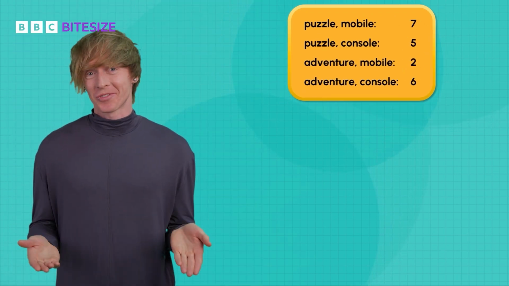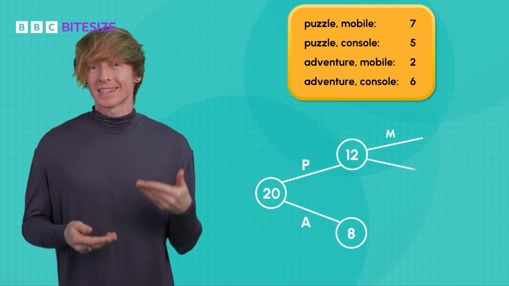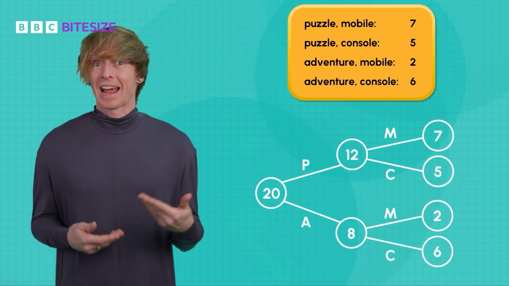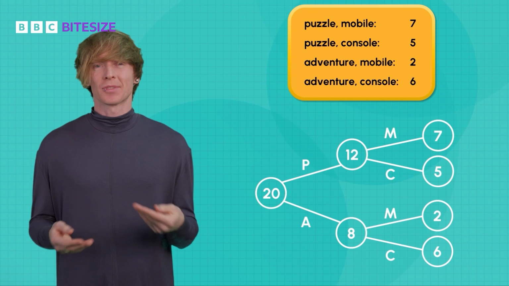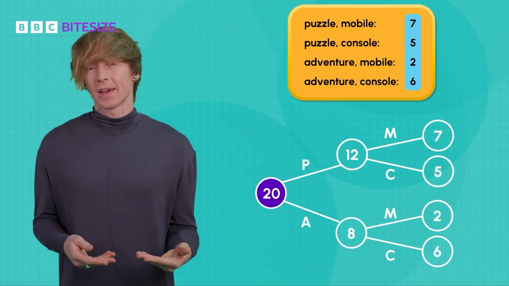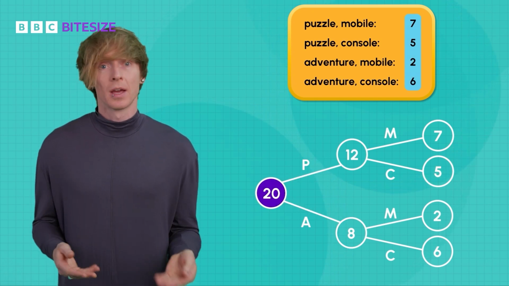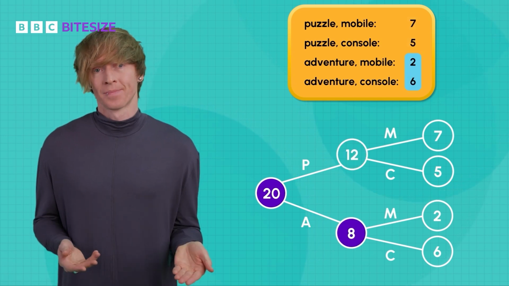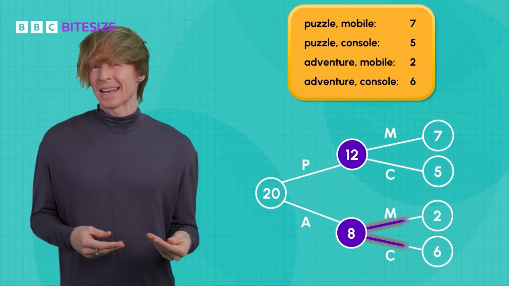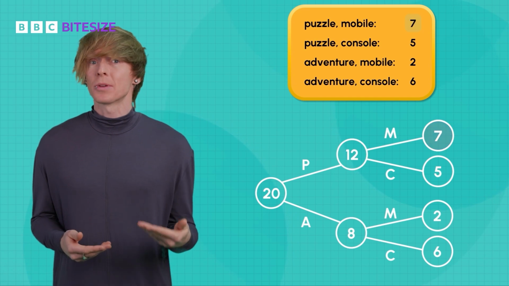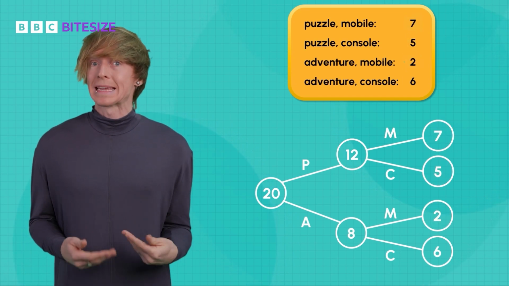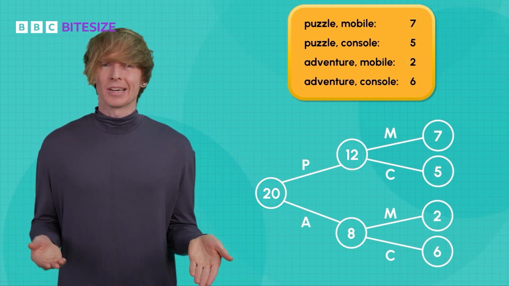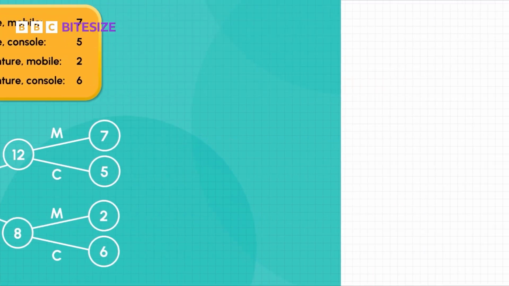A frequency tree can be used to organize and display the frequencies for each outcome. First, the 20 people who answered the survey are split into two branches, 12 who prefer puzzle games and 8 who prefer adventure. Then each branch splits again to show how many from each type use either a mobile phone or a games console. Let's look at an example question.